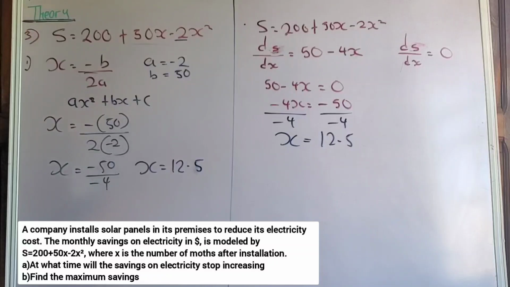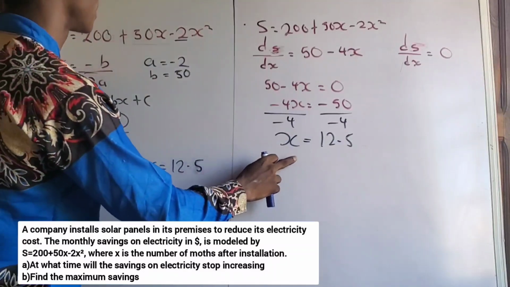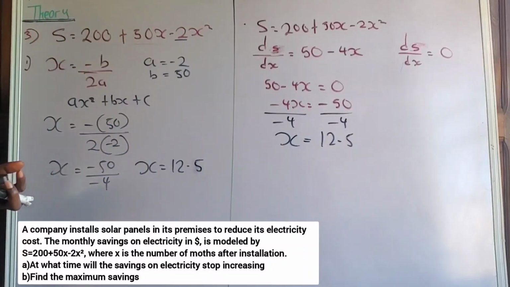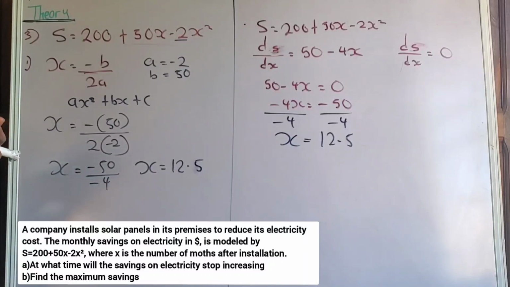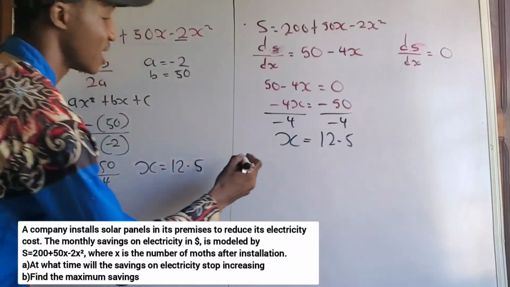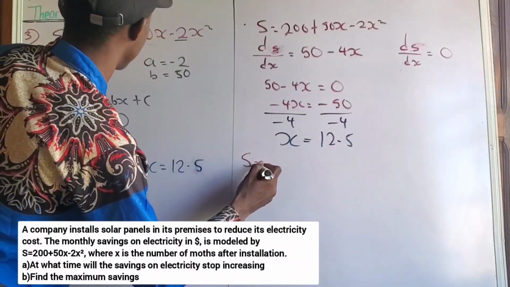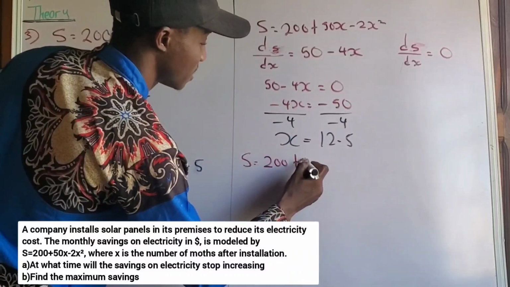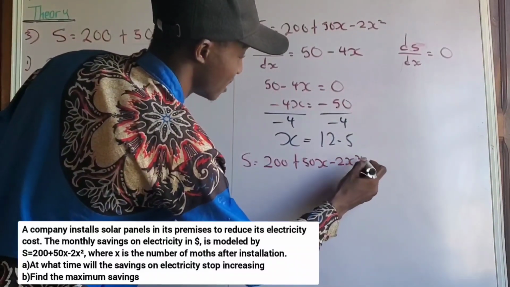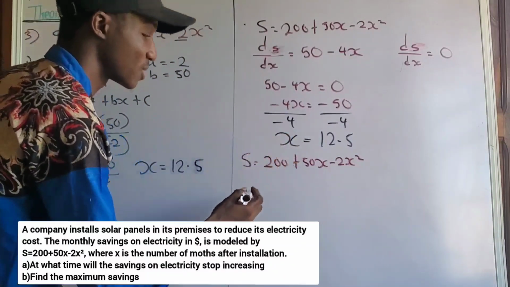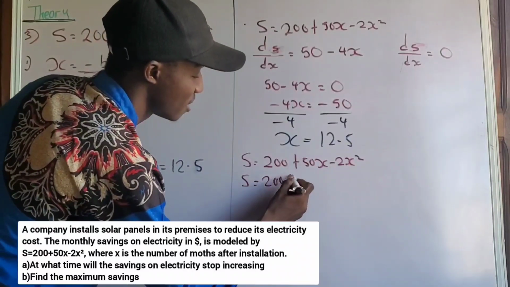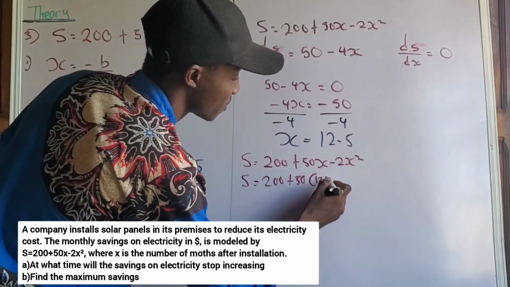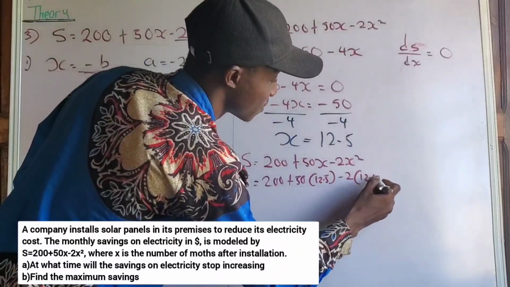Now, the second question states we should find the maximum savings. To get the maximum savings, all you have to do now is plug the value of x into this equation, the original equation. The original equation is s equals 200 plus 50x minus 2x squared, right? Now when x is 12.5, I'm going to have s equals 200 plus 50 multiplied by 12.5 minus 2 multiplied by 12.5 squared.